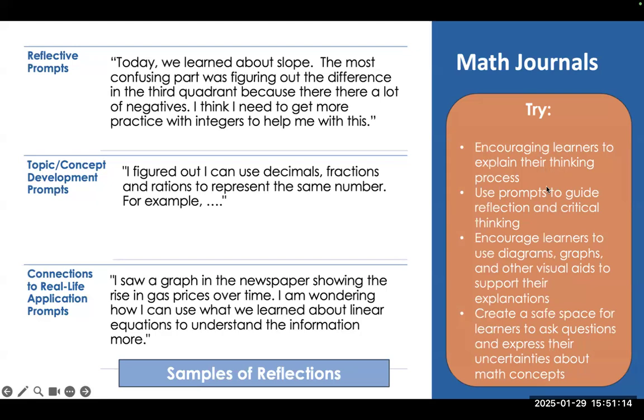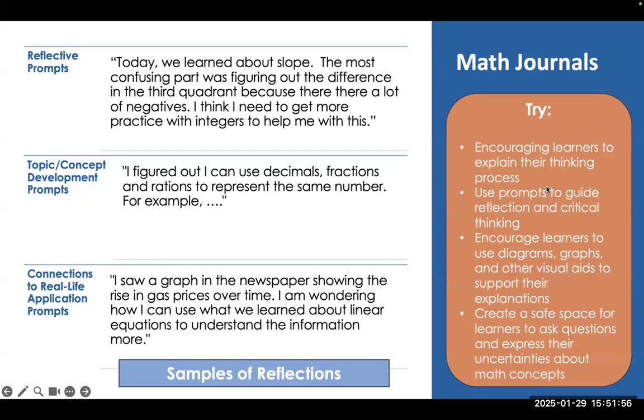So an example of a particular prompt is reflective prompts. It could be a prompt that looks at students' understanding of topics and concepts. It could be that we want students to connect to real life applications. Here are some examples of student reflections. If a student was doing a reflection, they say, today we learned about slope. The most confusing part was figuring out the difference in the third quadrant because there are a lot of negatives. I think I need to do more practice with integers to help me with this, right?